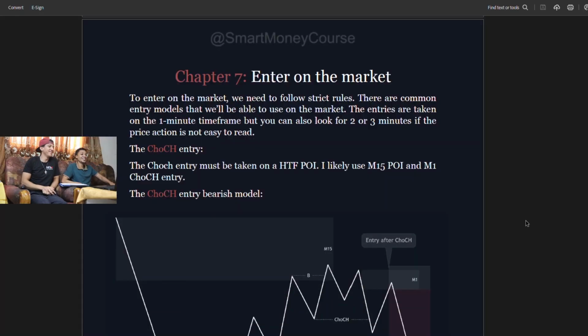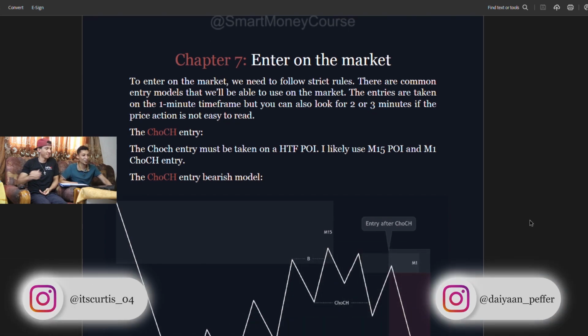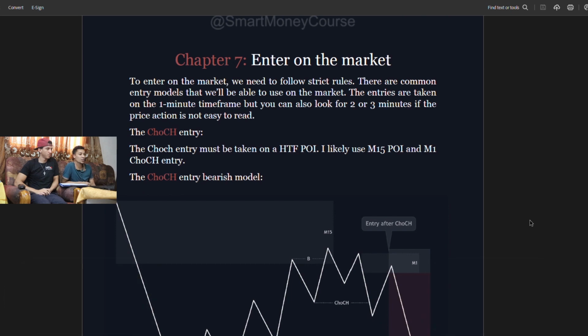So, chapter 7, entering the market. To enter the market, we need to follow strict rules. There are common entry models that we will be able to use on the market. The entries are taken on the 1 minute time frame, but you can also look for 2 or 3 minutes if the price action is not easy to read. I do use the 1 minute, I do not use the 2 or the 3 minute, but I do use the 5 minute.